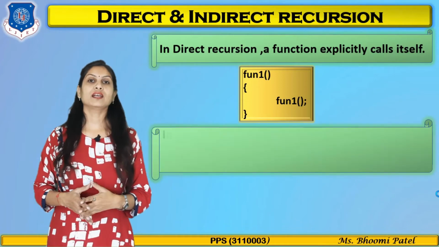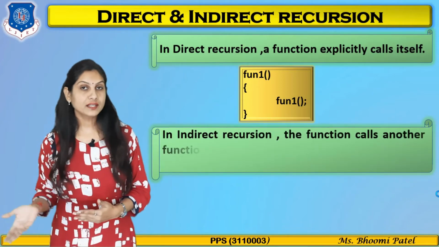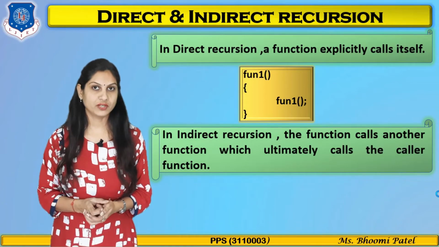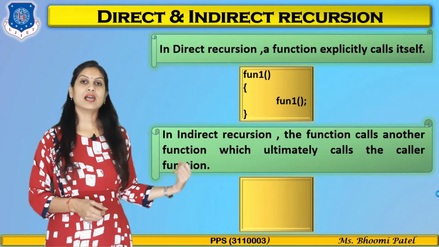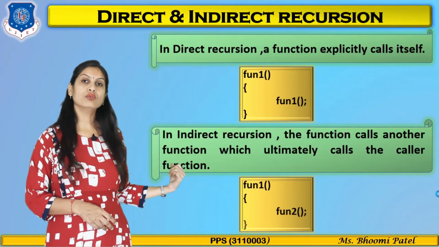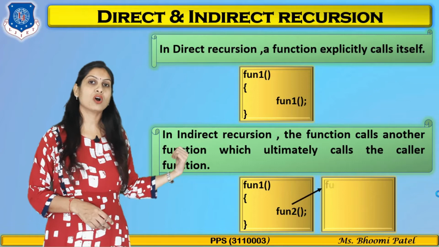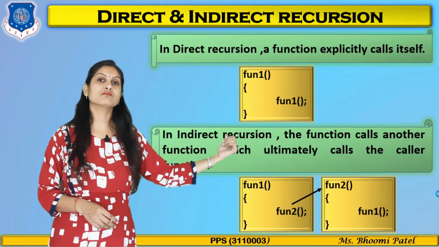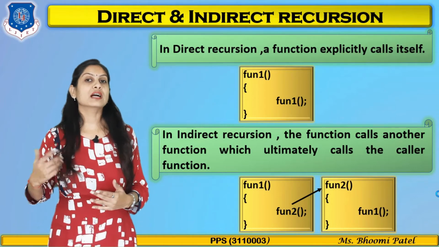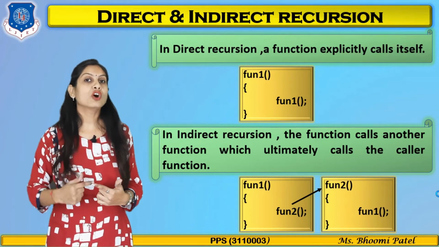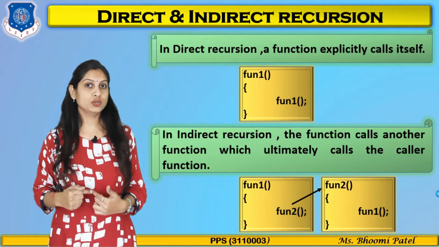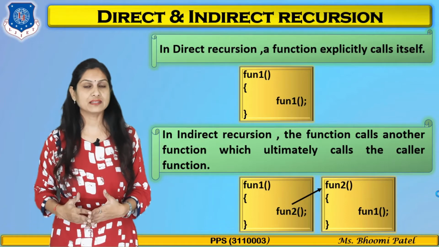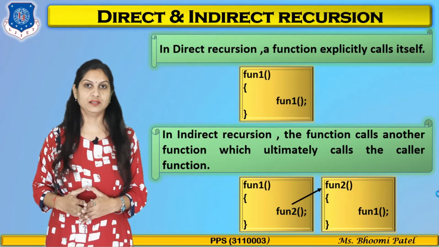In indirect recursion the function calls another function and that other function calls the caller function. Let's understand with an example. Here I am taking two different functions. First function calls the second function, that is function 2, and then function 2 in turn calls function 1. So function 1 is called, but not directly, rather using the second function, function 2. But practically we use direct recursion, clear?